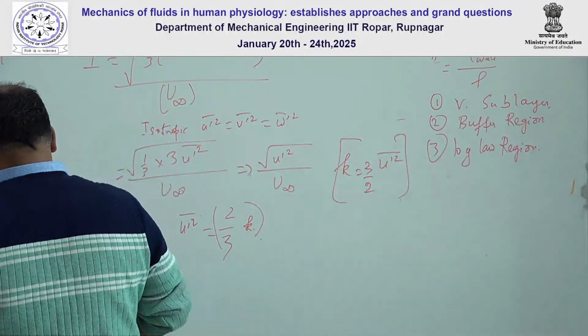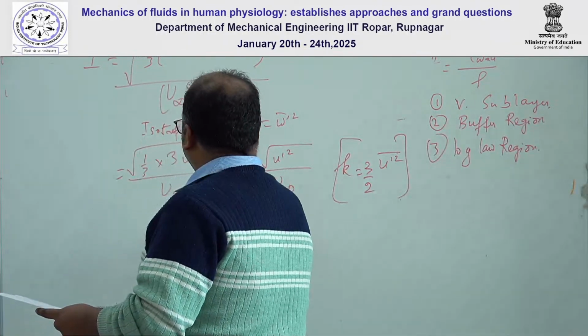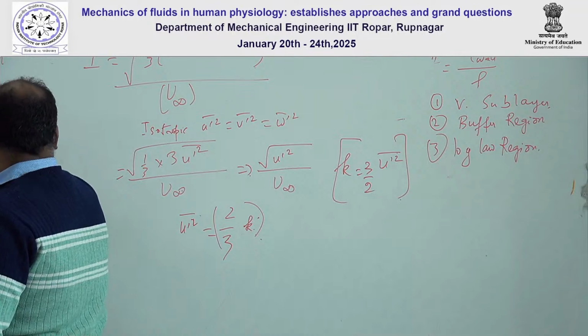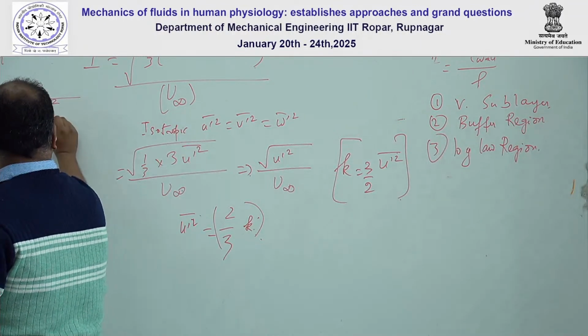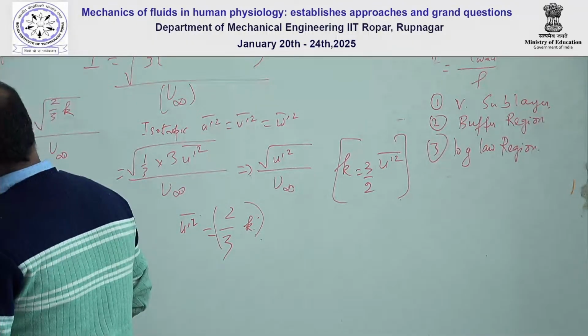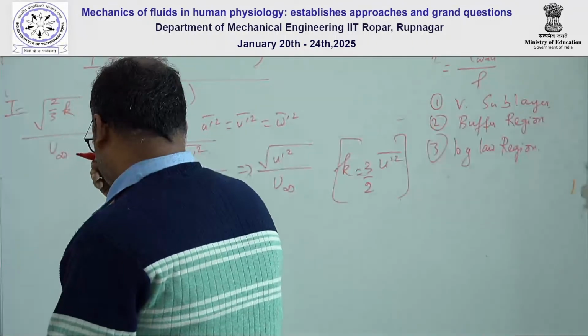So the intensity, if we have information about the kinetic energy, we can write this I as the square root of 2 by 3 kinetic energy by u infinity. This is the intensity of the turbulence.